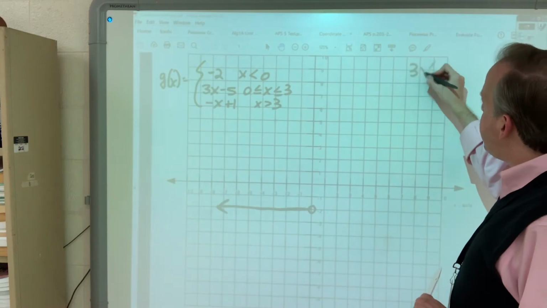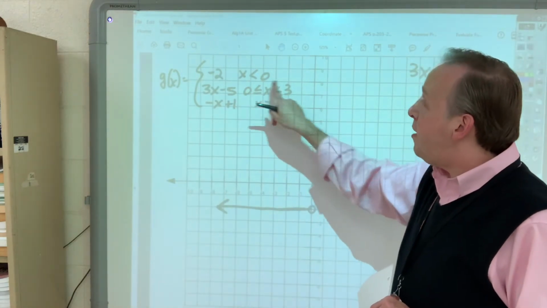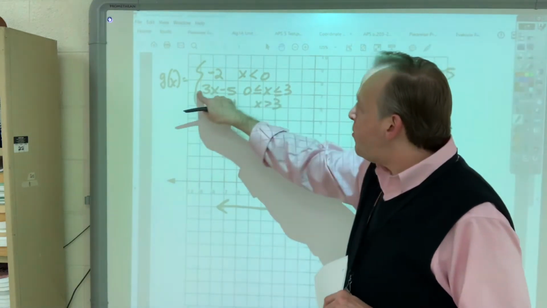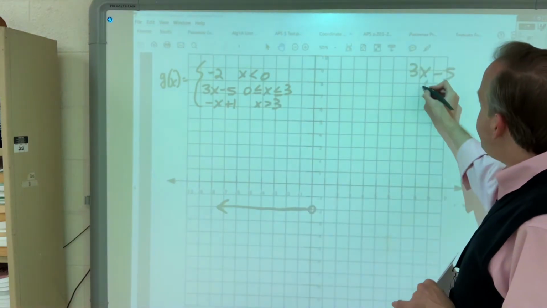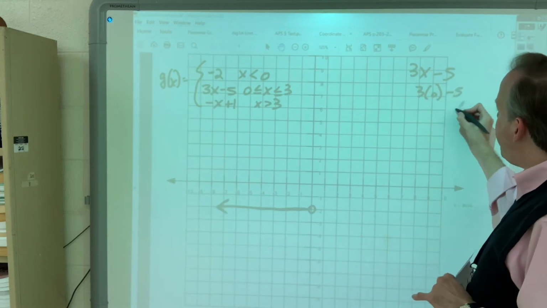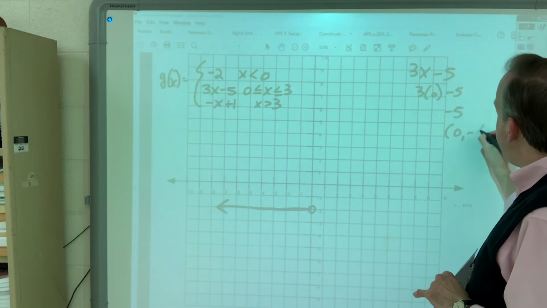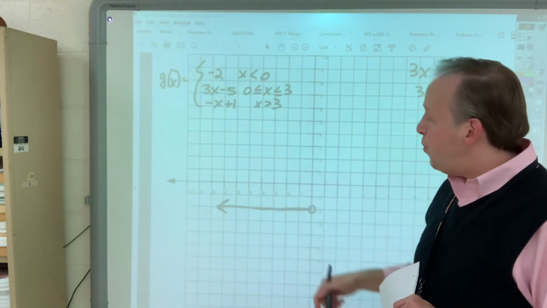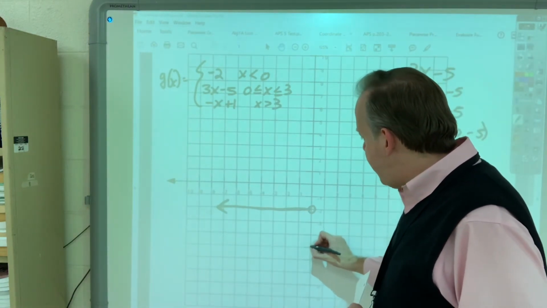We get 3x minus 5, and I'm going to plug in a 0 to see what happens, and then I'm going to plug in a 3 to see what happens. Because this piece of the function is defined between 0 and 3. So I'm plugging in a 0 first. 3 times 0 minus 5 is negative 5. So that's the coordinate 0, negative 5. Less than or equal means it's a closed dot. So at 0, negative 5, I have a closed dot.